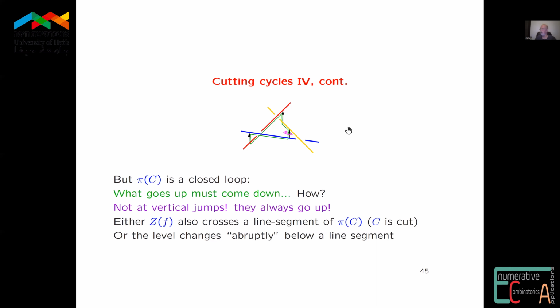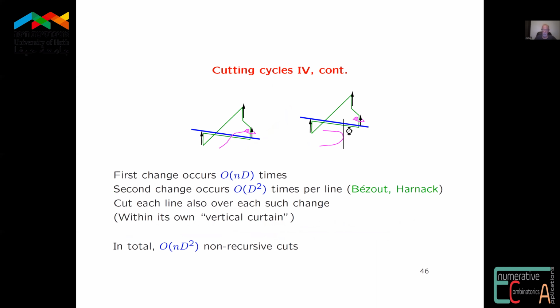So how can it go down? There are two ways in which it can go down. It can either go down by the zero set intersecting one of the lines in the cycle, but that's good. We've already used this thing to cut the cycle there. So that's easy.